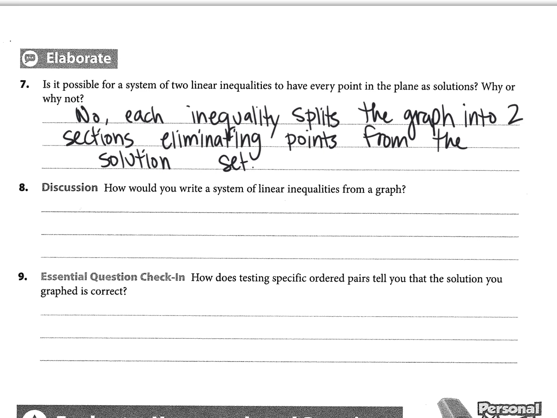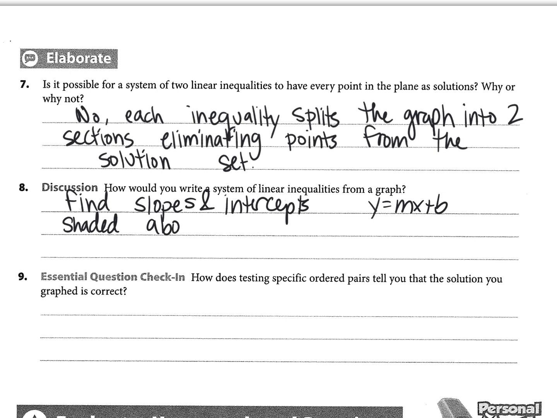How would you write a system of linear inequalities from a graph? We would start by finding their slope and y-intercept. So write them in the form y equals mx plus b, essentially just writing the equation. But then we have to determine if it's shaded above, we would give it a greater than or equal to symbol. And if it's shaded below, we would write the less than or equal to symbol.